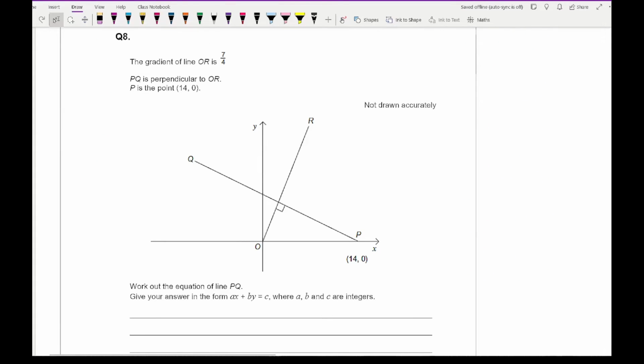So moving on to question 8, it says the gradient of the line OR is 7 over 4, PQ is perpendicular to OR and P is the point 14, 0. And the question is asking us to write the equation of the line PQ, giving our answer in the form of ax plus by equals c, where a, b and c are integers. So let's first of all work out what the gradient of the line PQ is going to be. If it's perpendicular to this, the gradient of PQ is going to be the negative reciprocal of 7 over 4, which is -4 over 7.